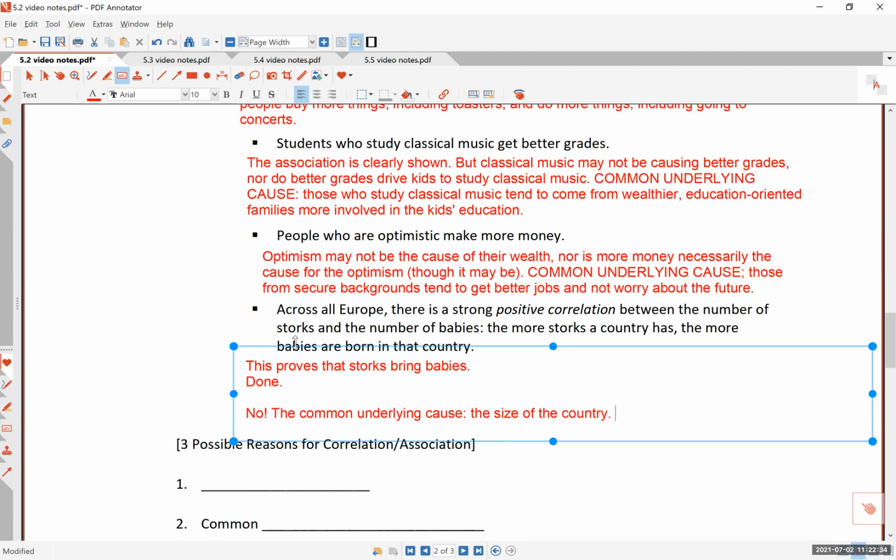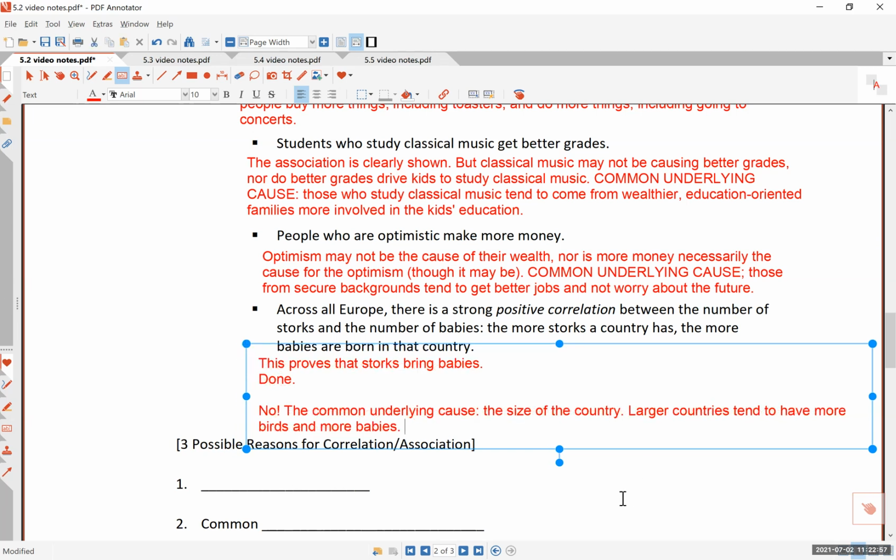Okay, larger countries such as Spain and Germany, these countries with large area, tend to have more birds just because they are larger, and more babies because the population is bigger. That's it. So you cannot say that this correlation proves causation.